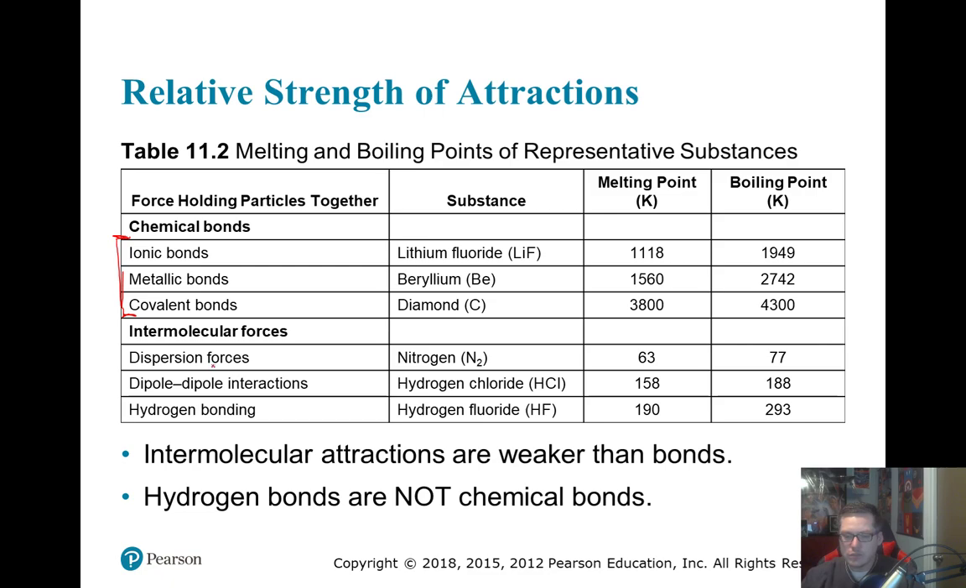When you're talking about melting and boiling, the intermolecular forces define the molecular compounds, or the covalent compounds. So you've got nitrogen, hydrogen chloride, and hydrogen fluoride. Notice their melting and boiling points are a lot lower than these guys up here, where they were determined by the intramolecular forces, where you had covalent bonds, ionic bonds, and metallic bonds holding them together. So in general, it's pretty easy to see that intermolecular forces are a lot weaker than intramolecular forces.